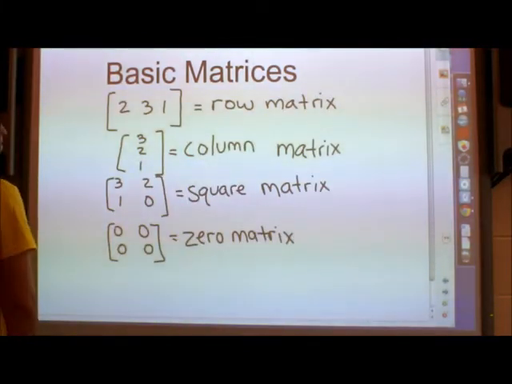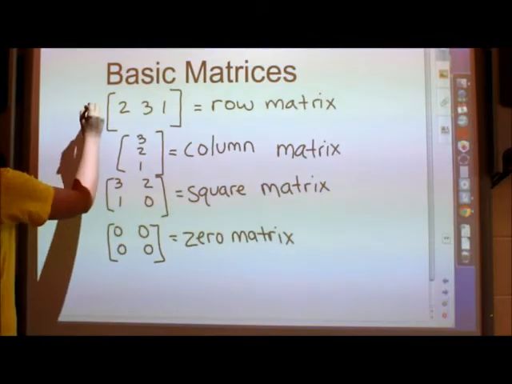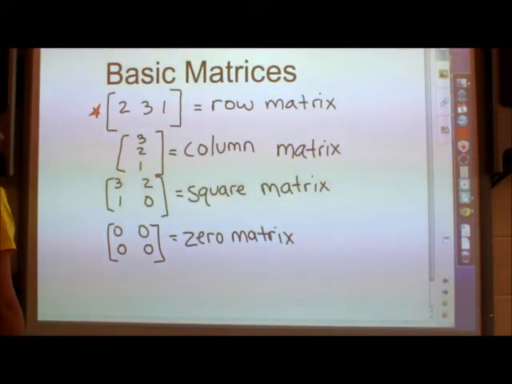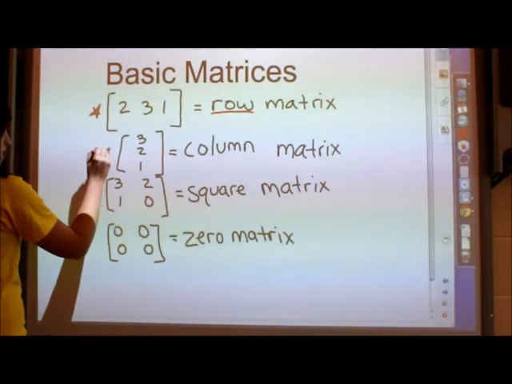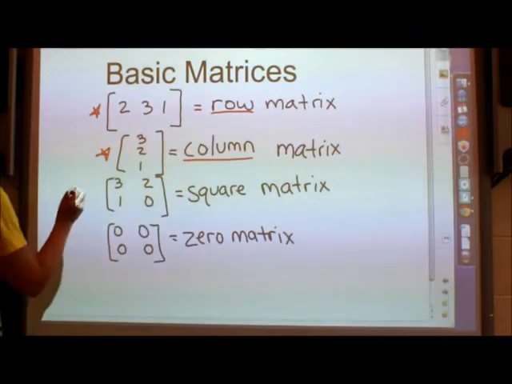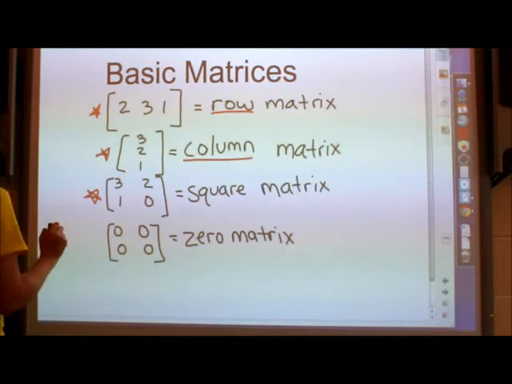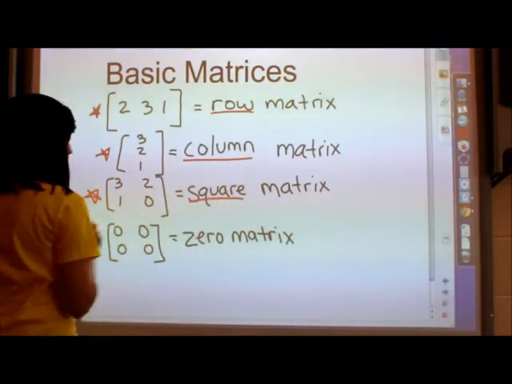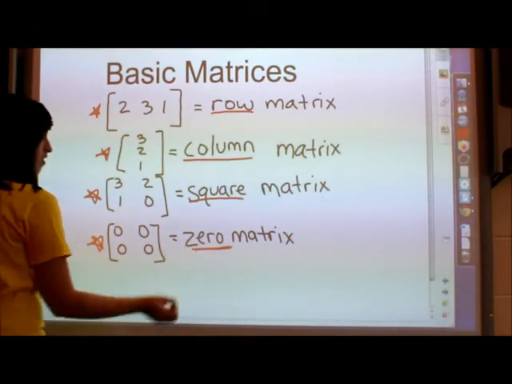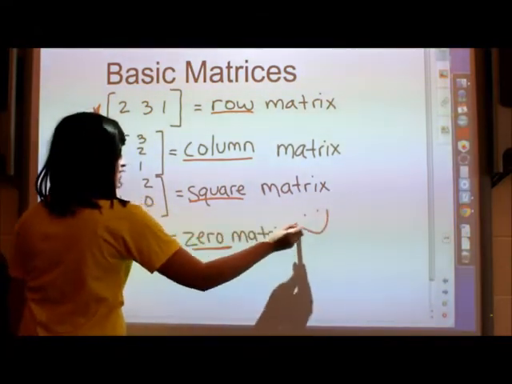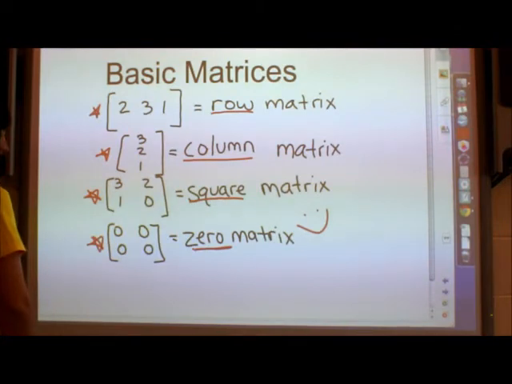There are four basic types of matrices. A matrix with one row is called a row matrix. And a matrix with one column is called a column matrix. A matrix with an equal number of columns and rows is called a square matrix. And finally, a matrix with only zeros for elements is called a zero matrix. Simple, right? See, it's so easy.